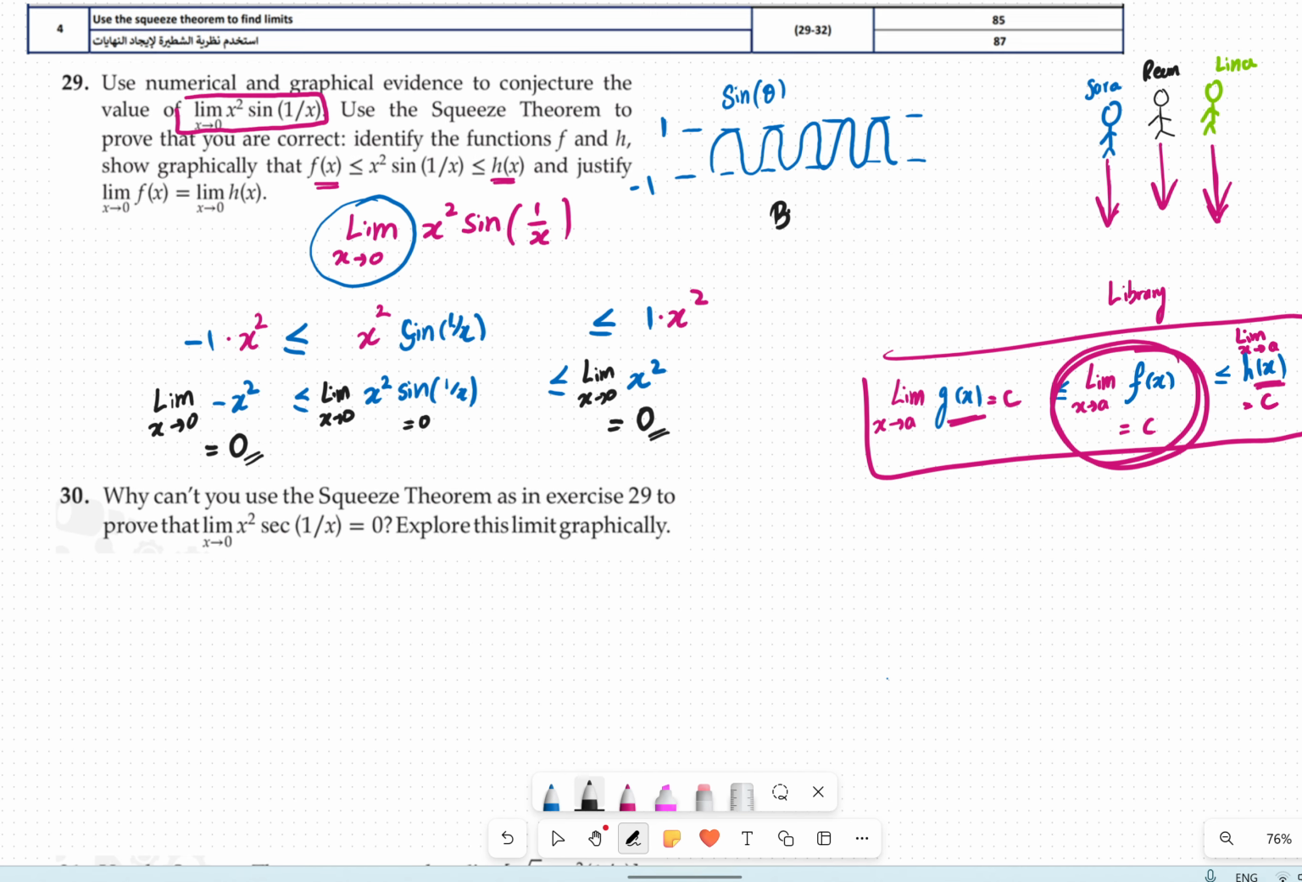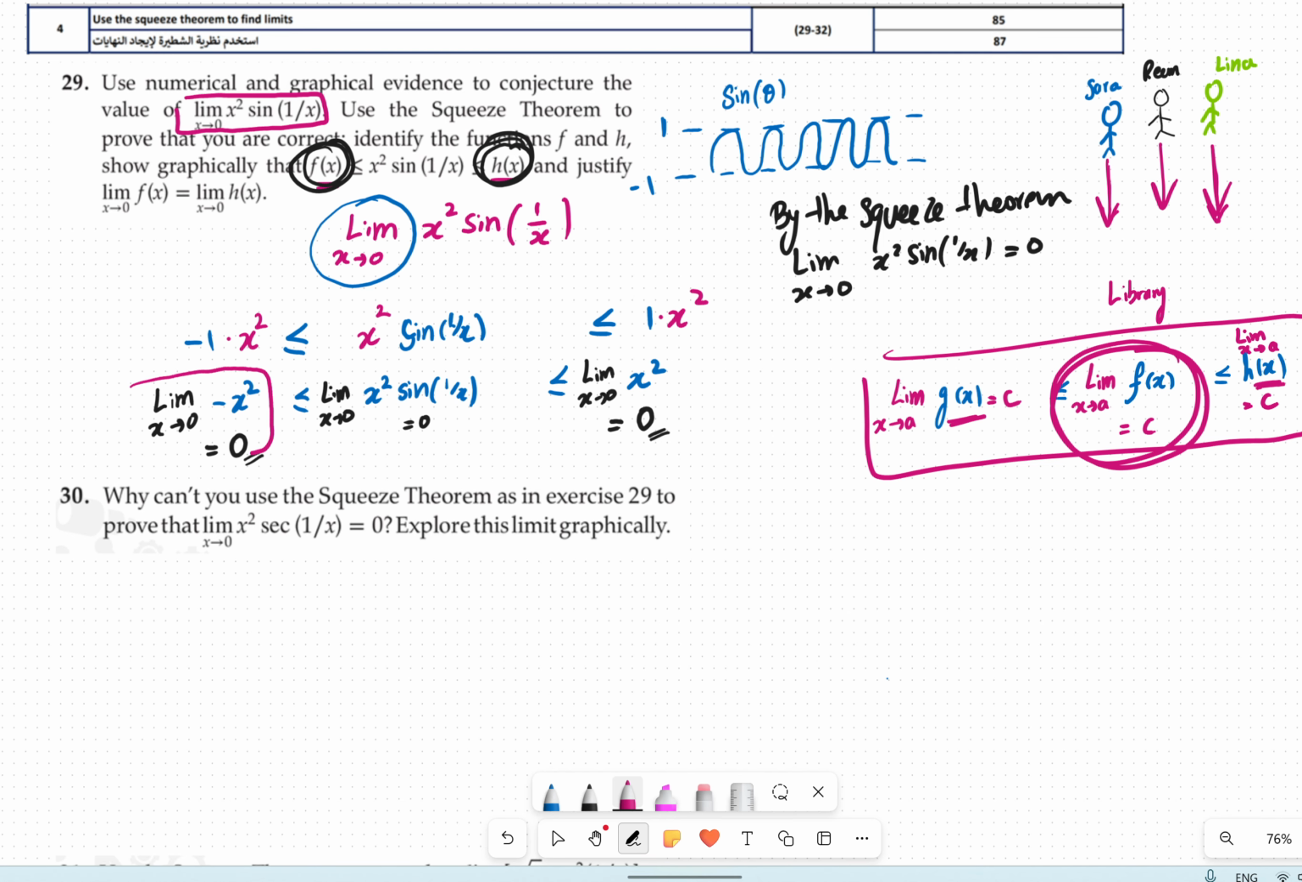So I will say by the squeeze theorem, the limit of x squared sine 1 over x as x approaches 0 is equal to 0. Now, what are the two functions that this was bounded by that are called f and h in the question? Well, very simply, this is your f, minus x squared, and this is your h, x squared.